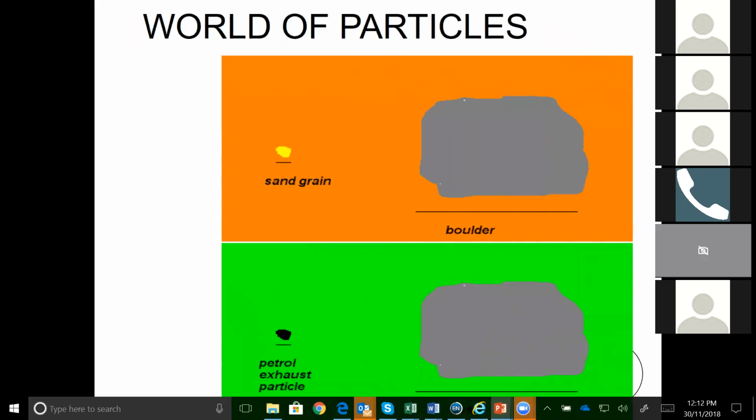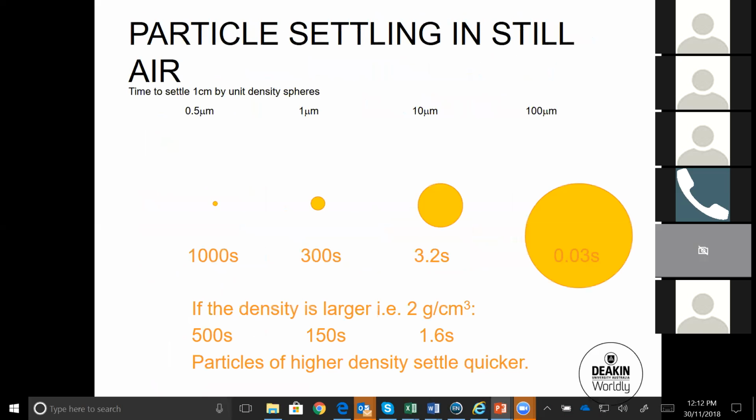And for atmospheric transport, the smaller they are, as you can see, these are just comparisons of particles that we are dealing with. This is sand grain, this is boulder, this is petrol exhaust particle. And I don't see what is on the right, but probably it is dust particle. So as you can see, smaller particles that we are dealing with will stay longer in the air. If they stay longer in the air, they will have time to transform further. So they will be, for sure, secondary particles more than larger particles.